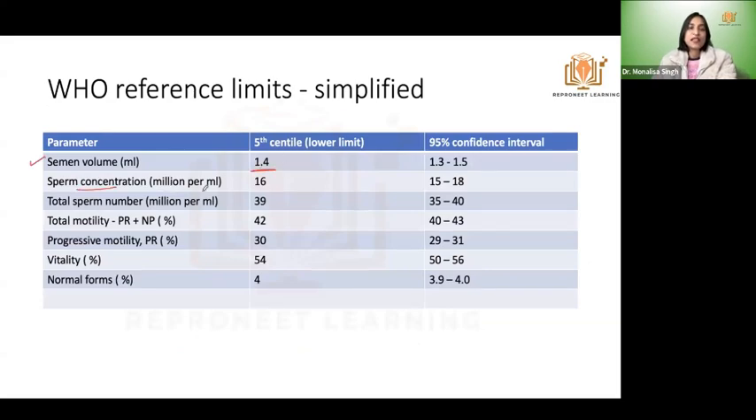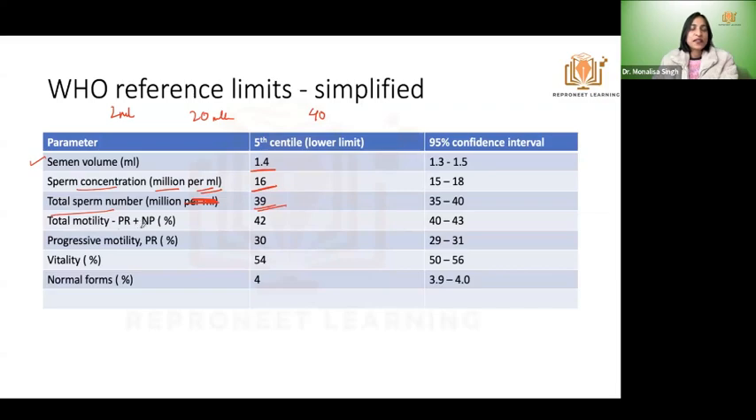Sperm concentration is million per ml. This is not million per ml. This is total in millions. This is million per ml: 16 million per ml of semen volume. Total sperm number: if it is 2 ml, and the count is 20 million per ml, the total number will be 20 into 2, which is 40. Total sperm number less than 39 is abnormal.